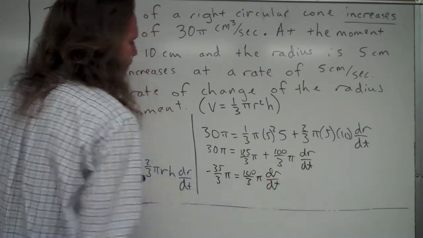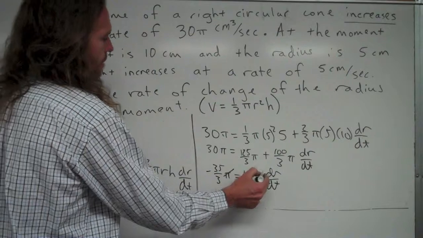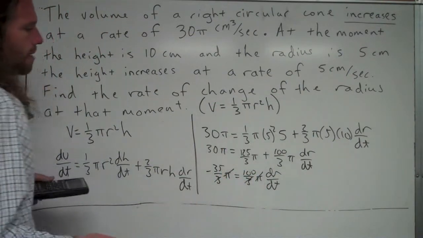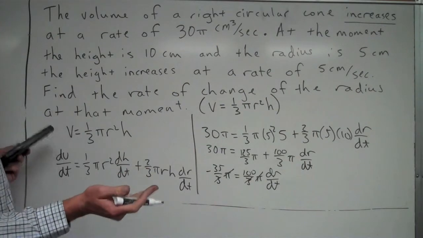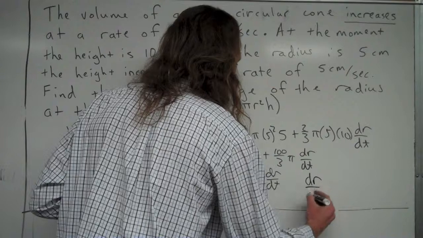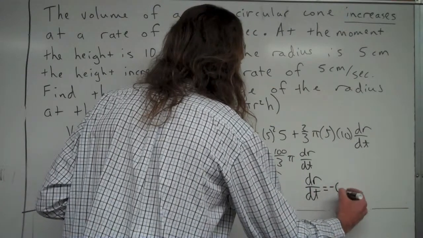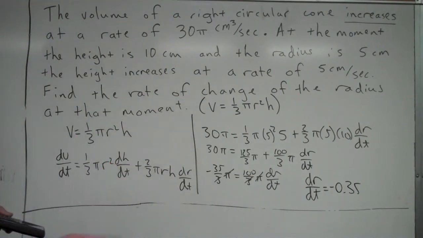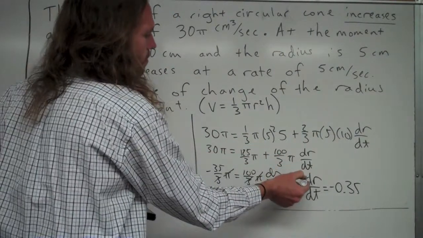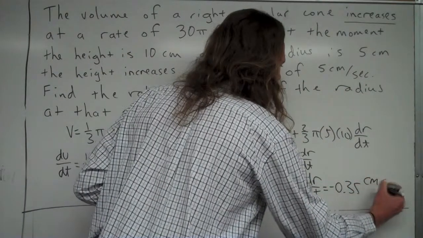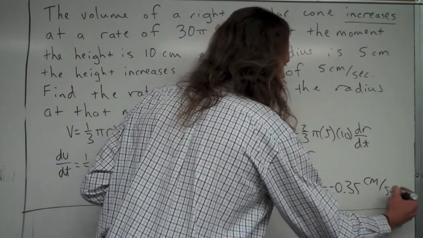So now it's just a matter of dividing things. I notice, okay, the pi's are going to cancel out. The 3's would actually cancel out as well. And I'd just divide by 100, so I'd have just negative 35 over 100. So therefore, dr over dt will be equal to negative 0.35. And if I want to put units on that, this is dr over dt, so it's change in radius with respect to time. The radius would be measured in centimeters, time being measured in seconds.